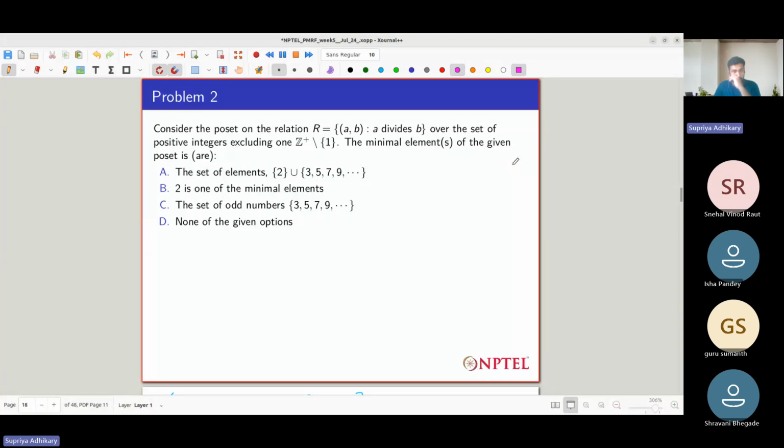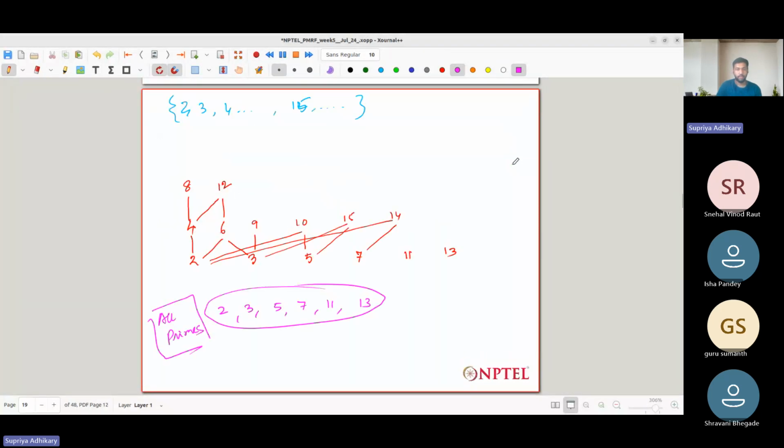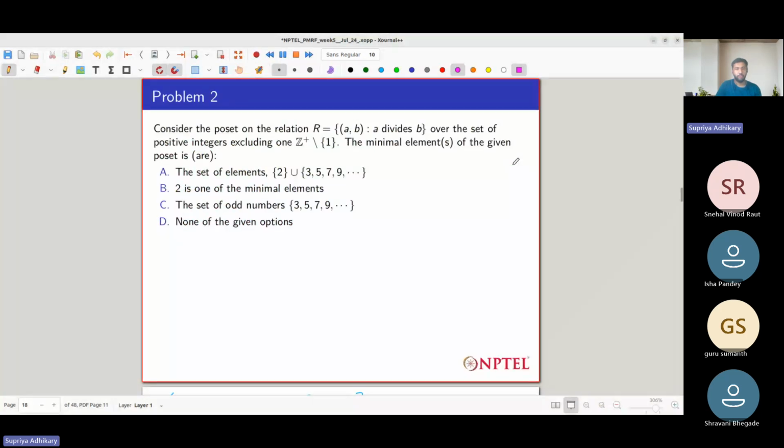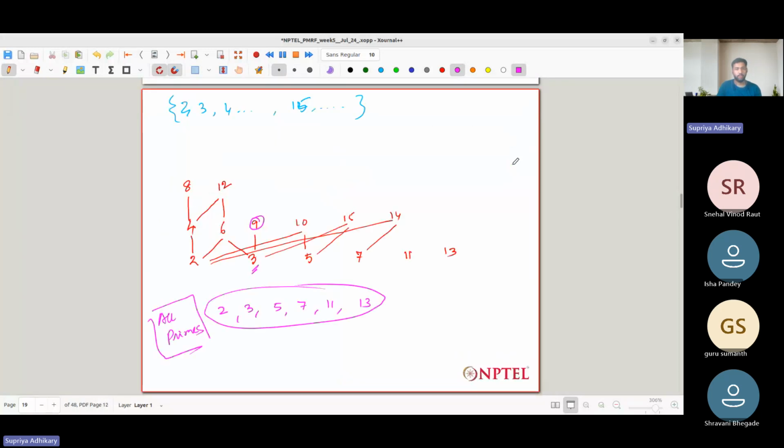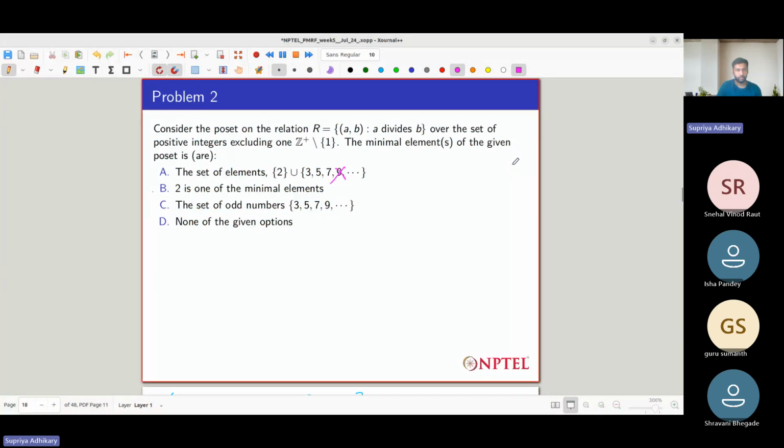Now, if we consider the first statement, it says that the set of elements 2, 3, 5, 7, 9 are the minimal elements. But this is not true, since we have seen here that 9 indeed has a divisor 3. So 9 is definitely not a minimal element. And 2 is one of the minimal elements, which is true because we see that the minimal elements are basically all the primes, and 2 is one of them. So 2 is definitely one of the minimal elements.